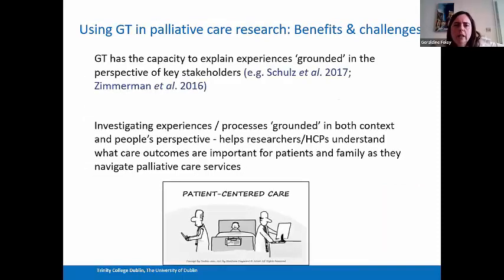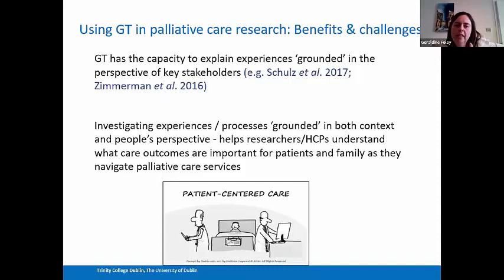So again, the benefits and challenges, I think for me, GT's ability to capture and explain people's experiences and perceptions that are grounded in their viewpoint. Like most qualitative research methods, GT is no different, everything is based in the perspective of the participant. It is the participant who we consider to be the expert of their own experiences and perceptions. And that is probably a key difference between qualitative research and some quantitative methods that we use.